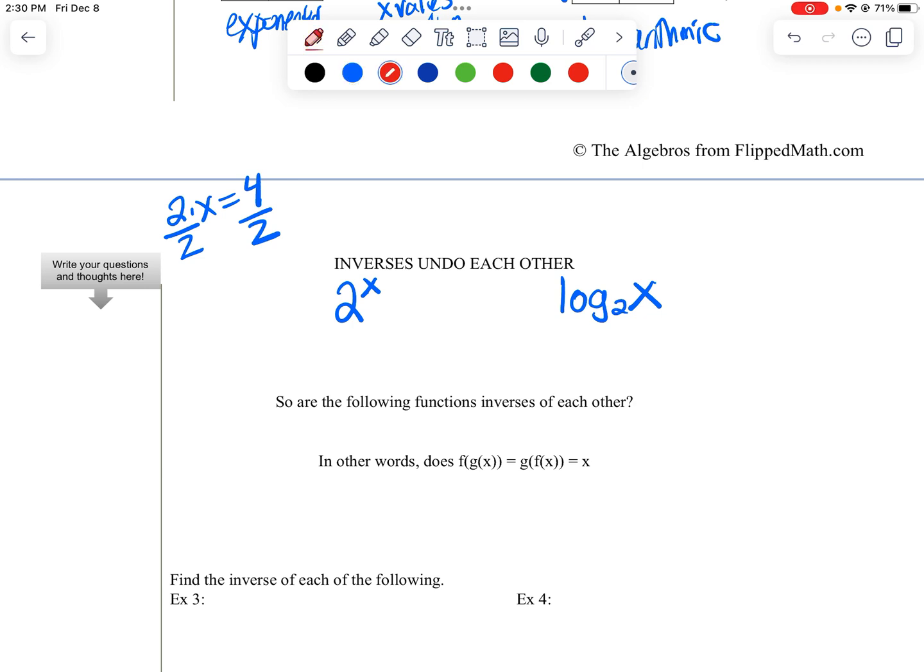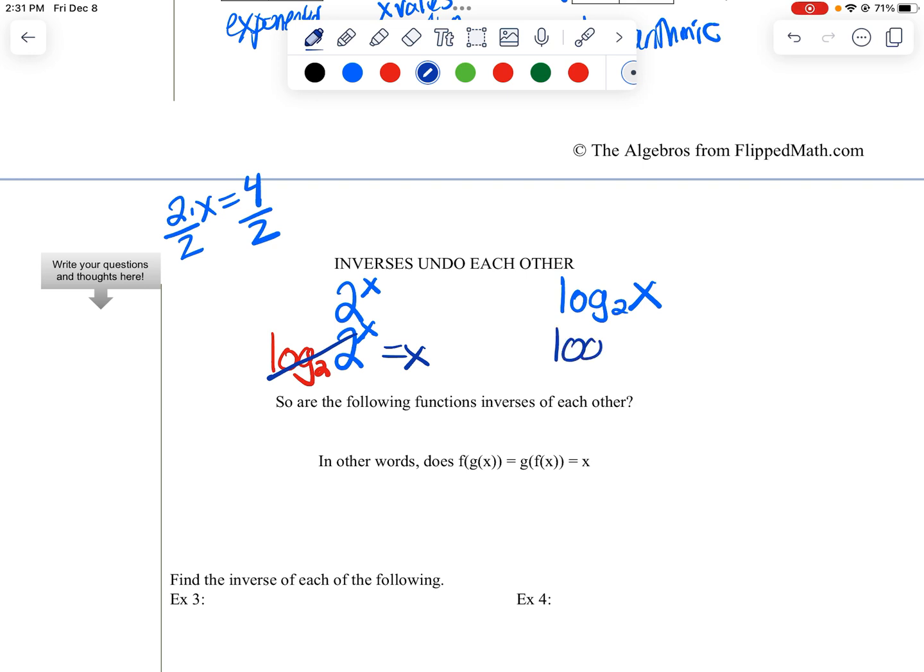So if I wanted to get that x by itself, to undo it, I could add a log of this base. So if I added log base 2 of 2 to the x, that undoes it and it solves for x. So the bases are the same, so that just equals x. And it's the same thing over here.